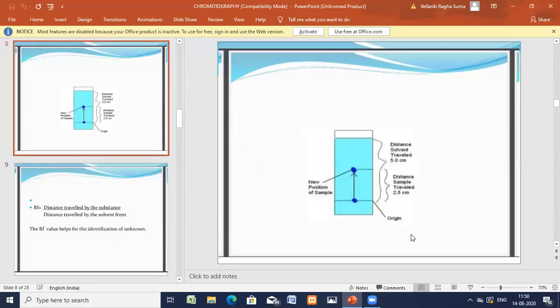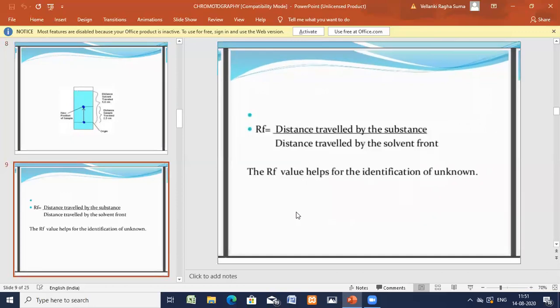Now here, this is the starting position, and this is the new position. The solvent has traveled till here, but the sample has traveled till here. Here you need one more concept, RF values.